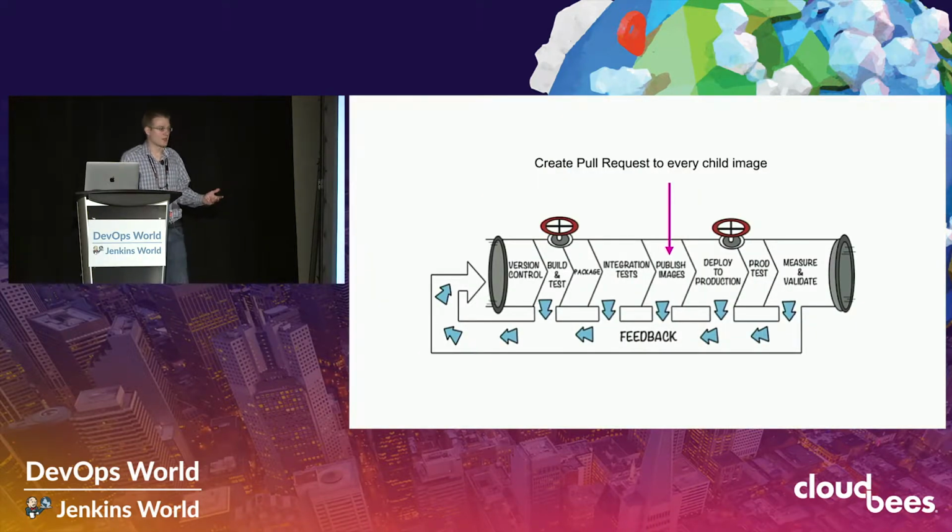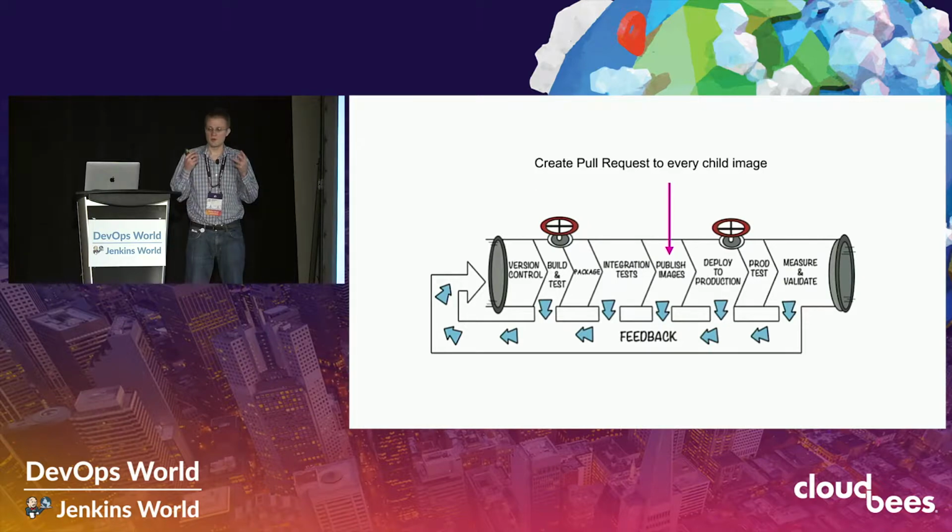Since we're at Jenkins World, I think a lot of you are probably familiar with test and release pipelines. We basically make all of our Docker images be built through a test and release pipeline. You build and test your image. You integration test it. And then you publish it to your registry. After you publish it, the solution is to create pull requests to all child images that depend on that specific image.